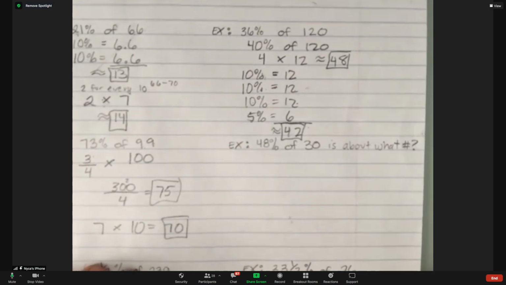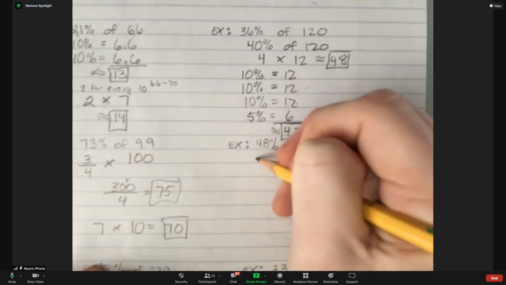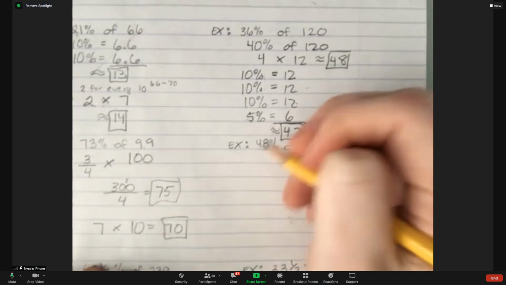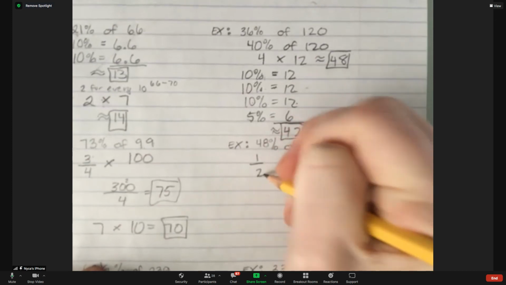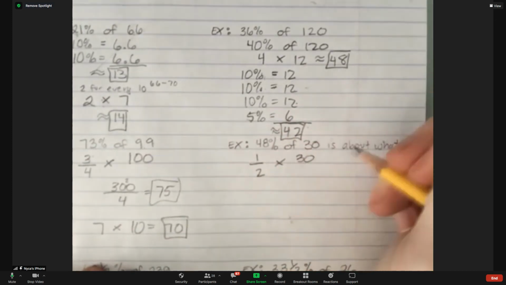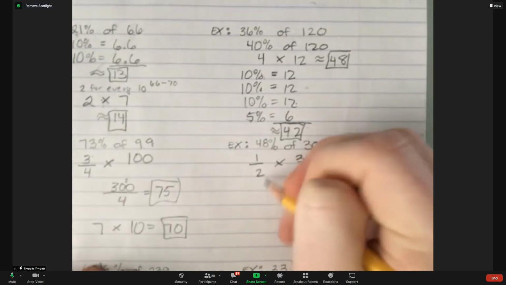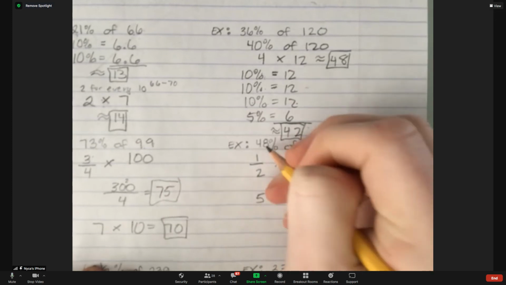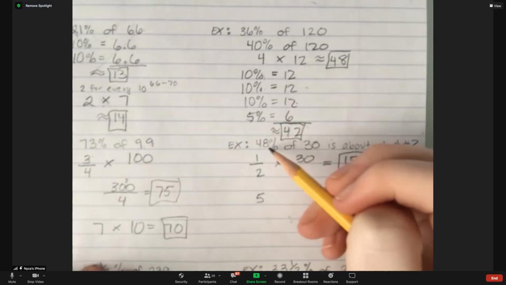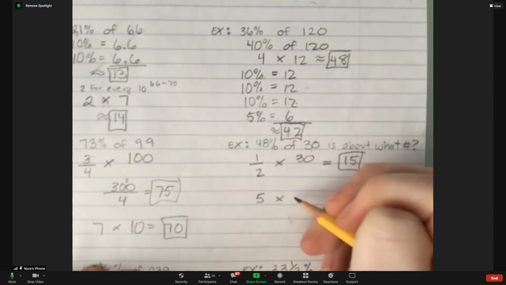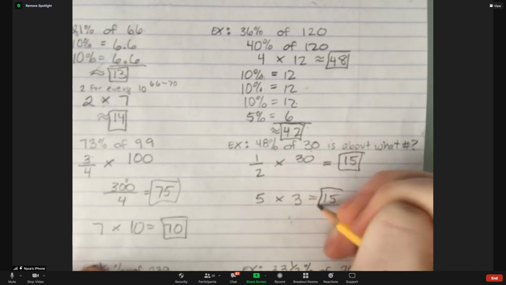48% of 30 is about what number? Okay, well, 48%, you can think of this as either 50%, or you can think of it as 1/2, whatever you want. So let's just say we want to do 1/2 of 30. Well, half of 30 is 15, so that can be one estimate. Otherwise, you might think, okay, that means 5, because that's 50%, so that means 5 for every 10. 5 times how many 10s are there? There are 3 10s, so then I get 15.